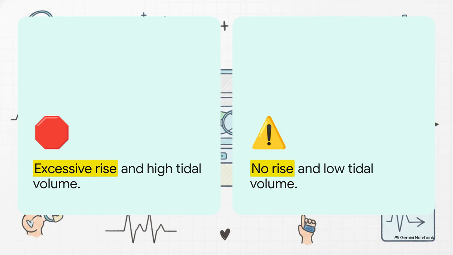It's pretty obvious when you're off target. If your PIP is cranked too high, you're going to see an exaggerated chest rise and a huge tidal volume. That's your cue to dial it back. On the flip side, if the chest isn't moving at all and volumes are low, you're just not giving enough support. Seriously, your own eyes are your absolute best clinical tool here.